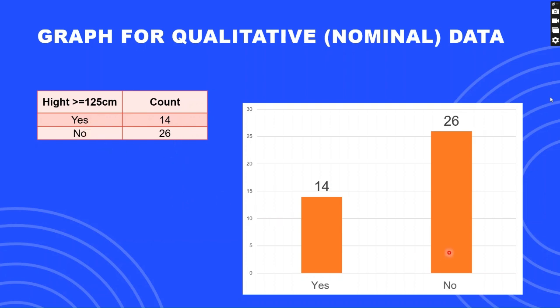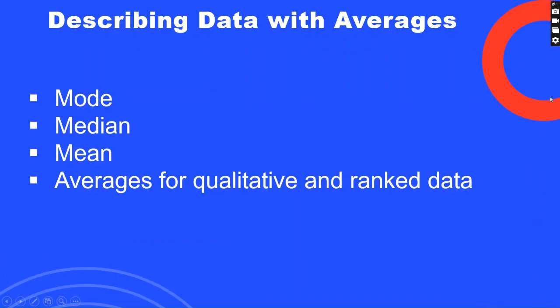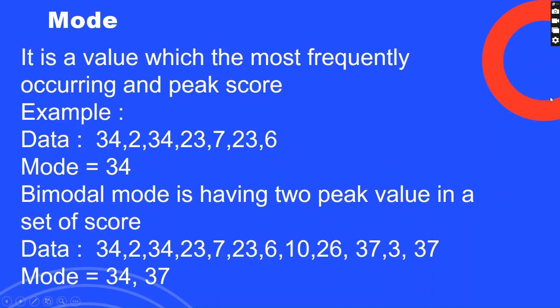Okay, so qualitative data can again be represented in terms of a graph. Then we can see describing data with averages. We can identify three things: mode, median, and mean. And for qualitative data, the ranked rows. This is how we describe data with averages.